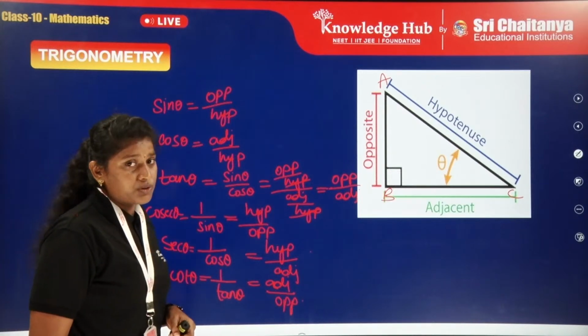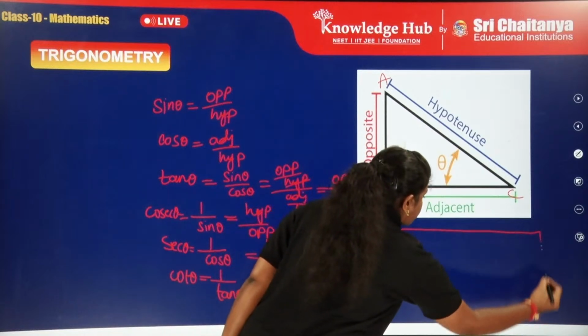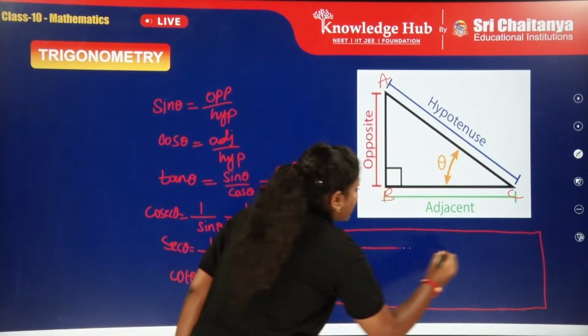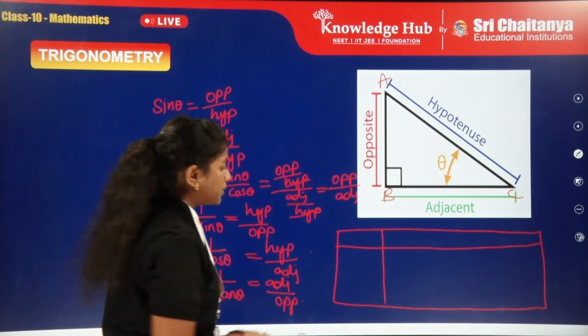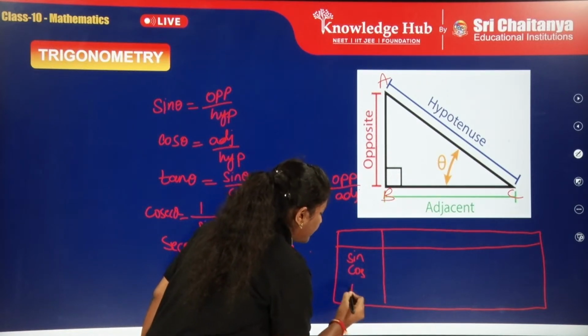After the trigonometric ratios, you have the trigonometric values. Trigonometric values are nothing but we are going to take the basic angles and the basic trigonometric ratios. That is, here I am going to take the ratios of sine, cos and tan.